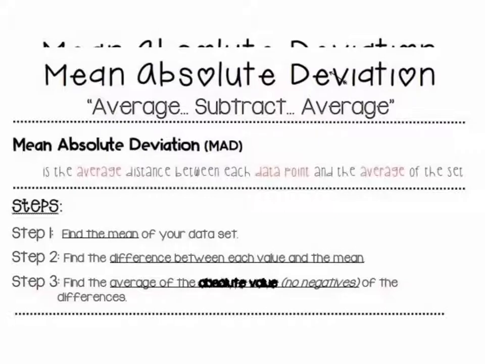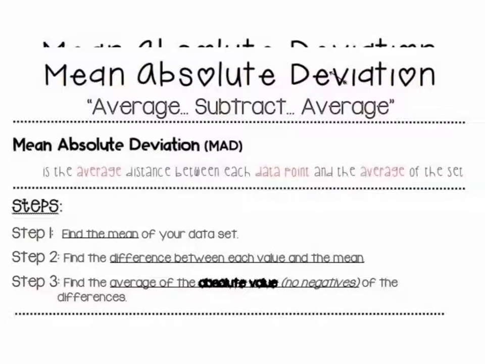So that sounds kind of weird to read. The average distance between each data point and the average of the set. So all that means is you take the average of everything and you want to know how far off the average is each individual data point. And once you find how far each one is, then you average those numbers. So it's really not hard. You can see across the top where it says average, subtract, average. That's all we're doing today, okay?